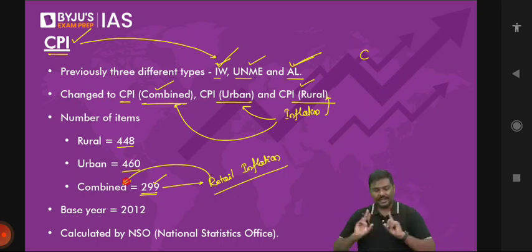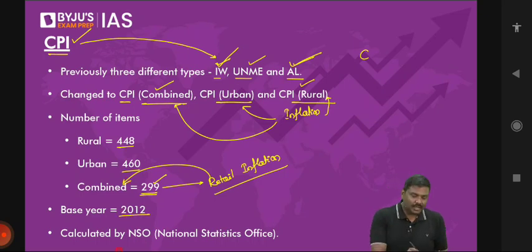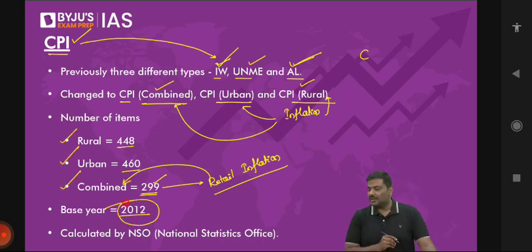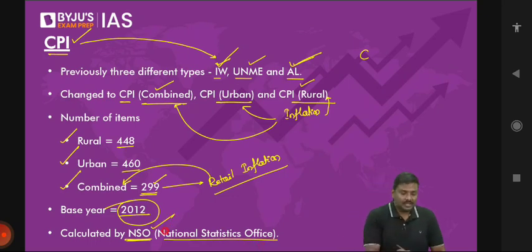And what is the base year for the calculation of the CPI now? Either rural, urban, or combined. The base year for the calculation is 2012. And who will publish this data? NSO, the National Statistics Office, will publish the data for CPI rural, CPI urban, and CPI combined. So these are certain very, very important points regarding both CPI as well as WPI.